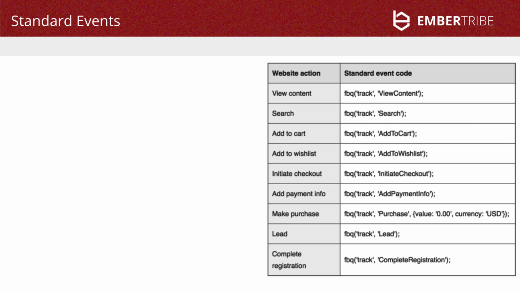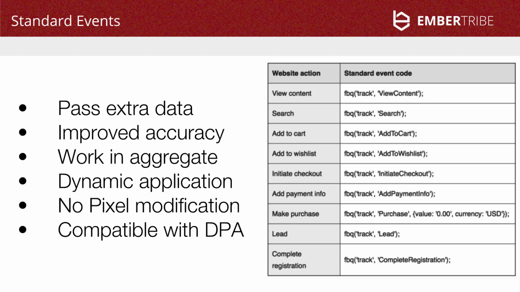The short version is that standard events are better in almost every way than a custom conversion because you can pass extra parameters and data inside of them. They don't tend to fire based on a URL so much as on an event, so they tend to be more accurate. You can view them in aggregate, so all of your purchases lumped together rather than purchases made from specific landing pages or leads gained from certain landing pages. They integrate well with other systems, especially purchase-based systems, so dynamic application. And they're the only way that you can run dynamic product ads if you're running an e-commerce store.